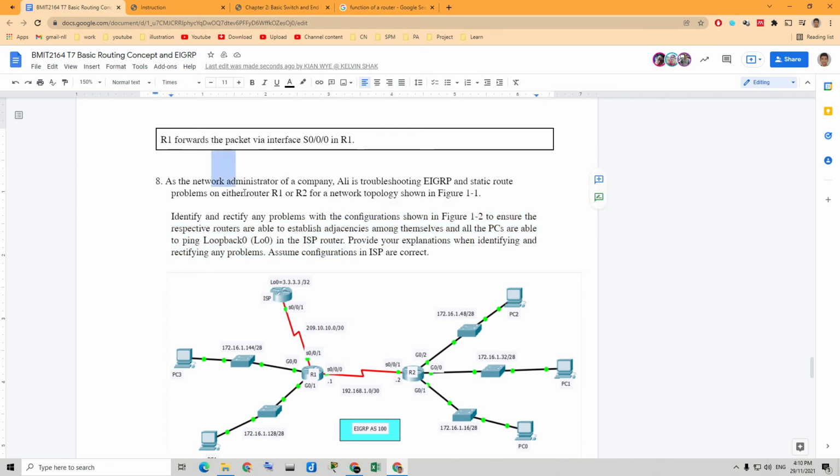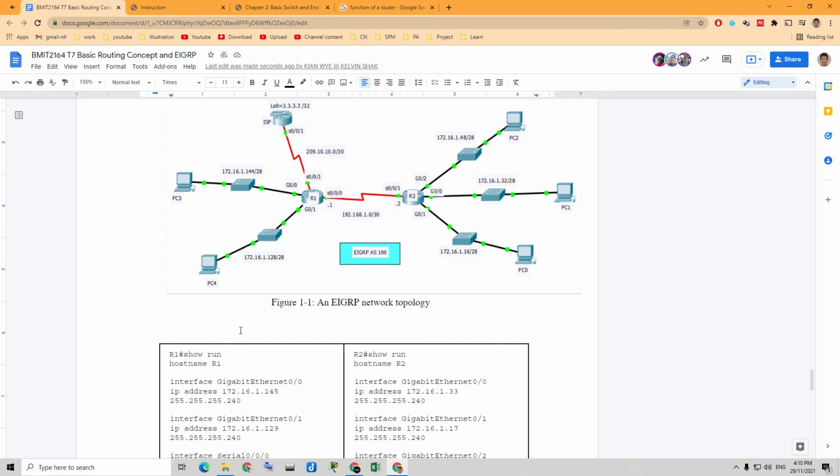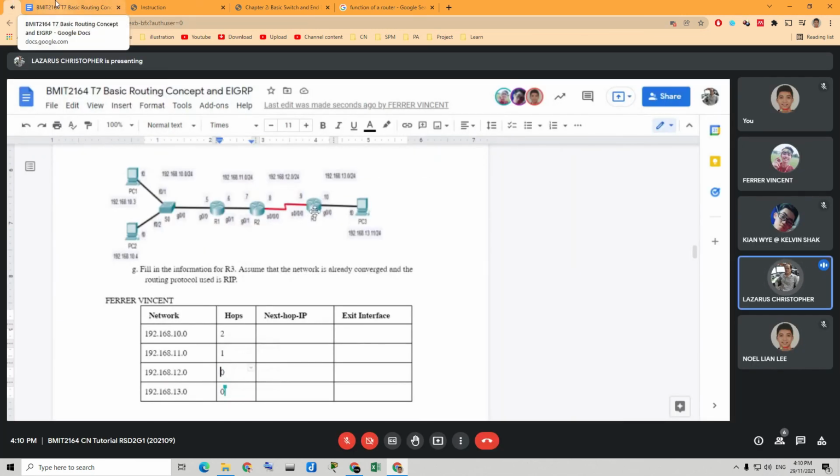How many hops to 11? 1, correct. How many hops if directly connected to you? 0, meaning no hop, no router needed. So this is just the reverse of Noel's answer, because here you're considering from R3, while Noel's point of view is from R1.